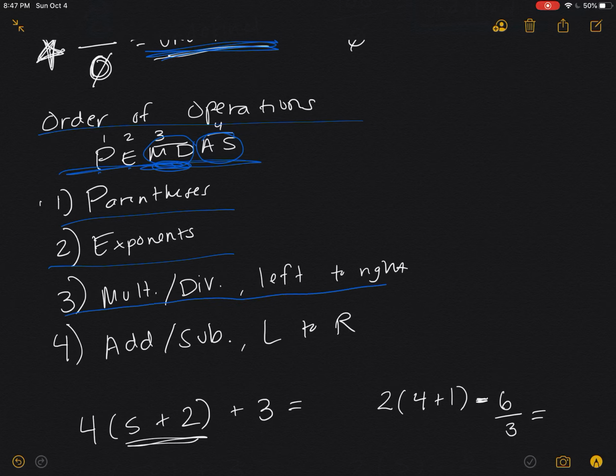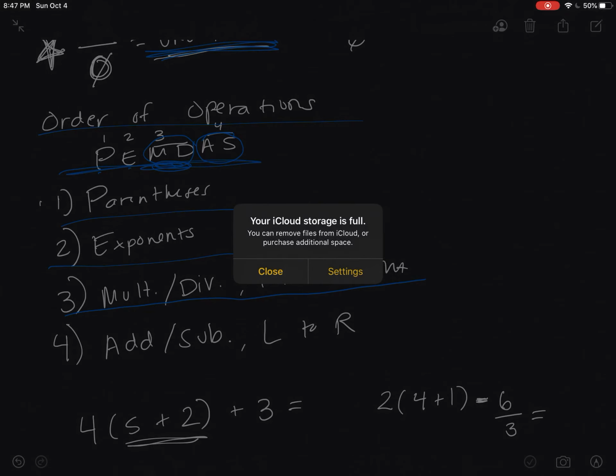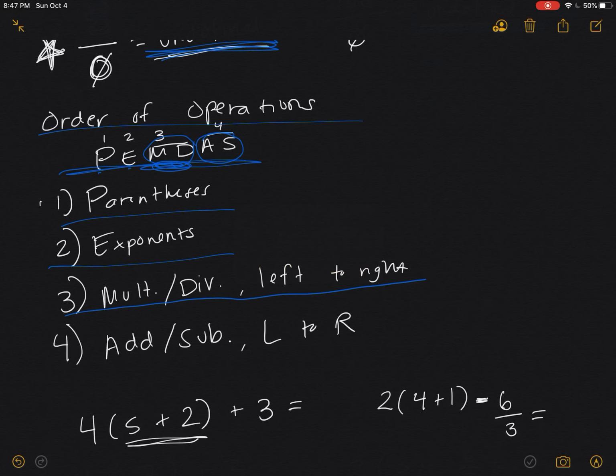Then you do any multiplication and division from left to right. And again, you don't pick one over the other to do. You always just go by whatever you see. If it's multiplication or division from left to right, you just do it. Okay? And then you do addition and subtraction from left to right. That's your last step.